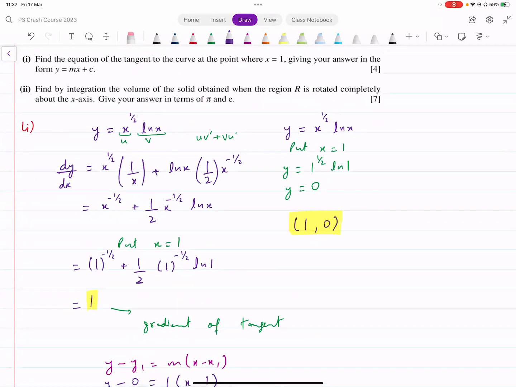Let's look at the second part now. The second part says, find by integration the volume of the solid obtained when the region R is rotated completely about the x-axis. Give your answer in terms of pi and e. So we need an exact answer. We can't write the value in decimals.